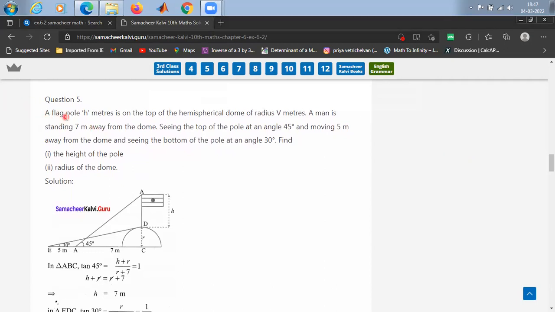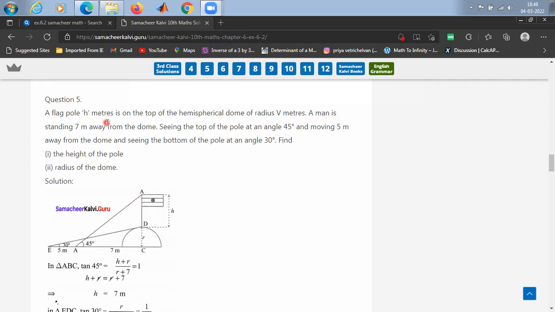A flagpole, h meters, is on the top of a hemispherical dome of radius v meters. So with ancient buildings, you'll be able to see the dome structures at the top of the building. So they just mentioned the hemispherical dome here. So over here, they kept the flagpole.